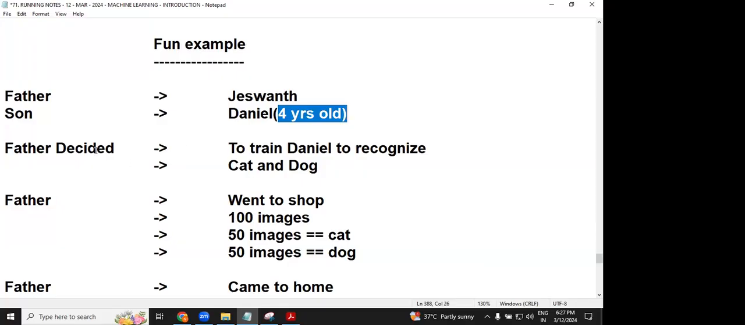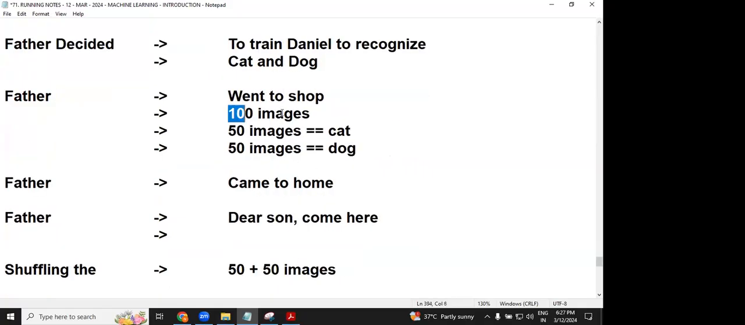My father seriously decided that since his son is growing, he needs to train his son with animal images, bird images, and so on. Then my father went to the shop to train Daniel to recognize cat and dog, and he took how many images? 100 images. Slowly, I will connect it for you.